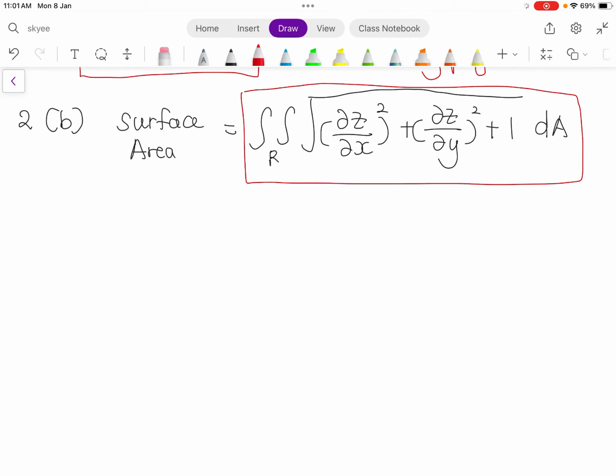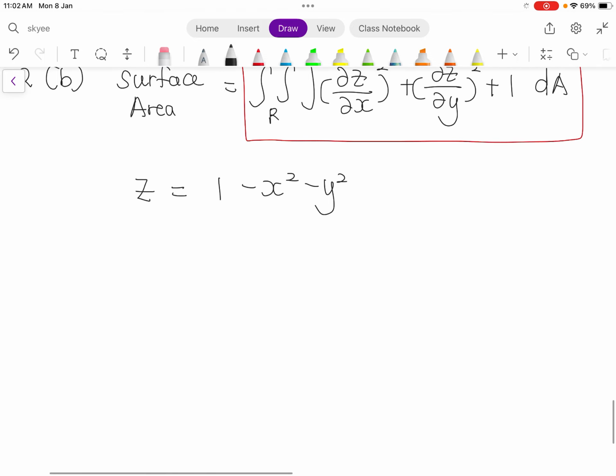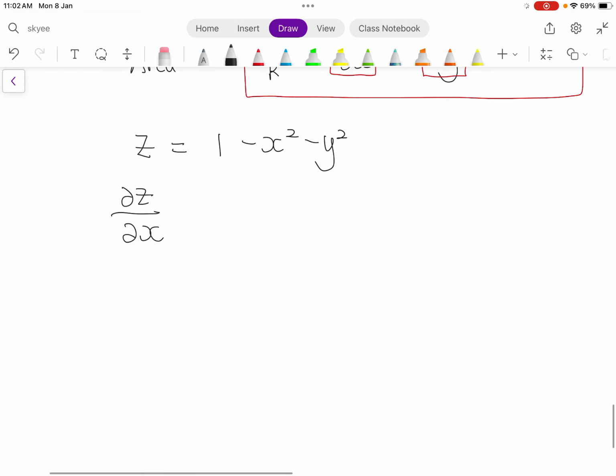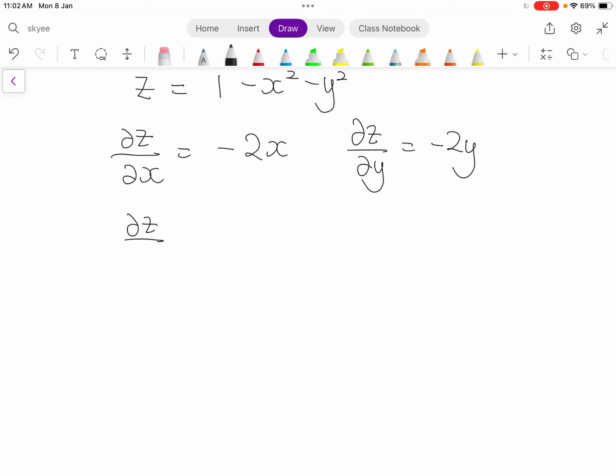The question is telling us that you have a paraboloid, and the equation is z equals 1 minus x squared minus y squared. So this is your equation. The first thing that you have to do is find the del z del x and also the del z del y, because you need to form the formula. The del z del x would be negative 2x. Del z del y would be negative 2y. When you square it, you have to square the negative also, so it will become 4x squared, and this one will become 4y squared, right?